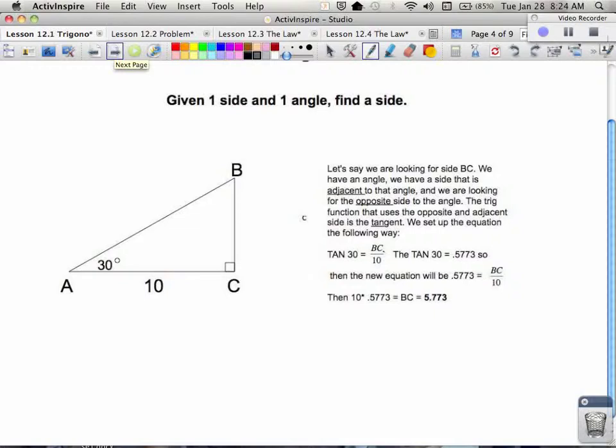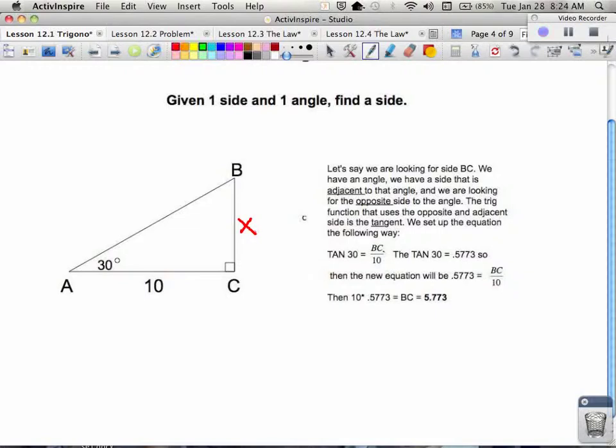In our next slide, we're going to start getting into the using of trigonometry itself. So we're going to be given one side and one angle, and then try to find a side. And what you need to do is think about what's being given and what's being asked for. So let's say I'm looking for side BC, this side right here with the X. And I know that I am going to use trigonometry to understand this.